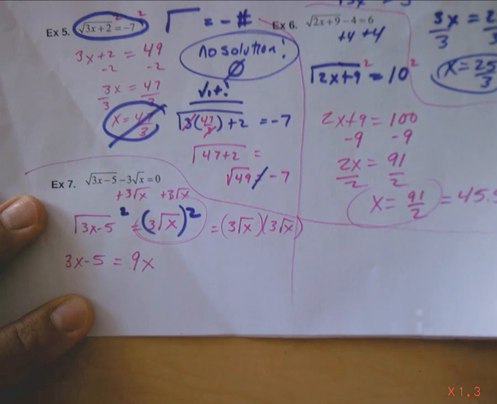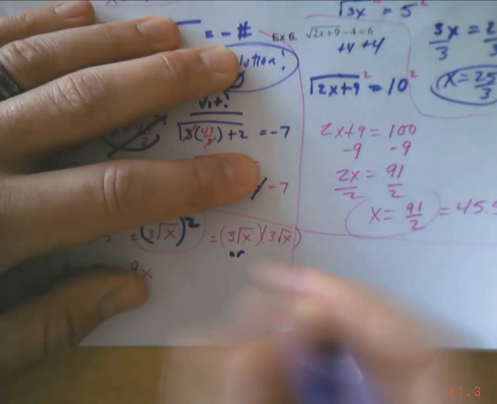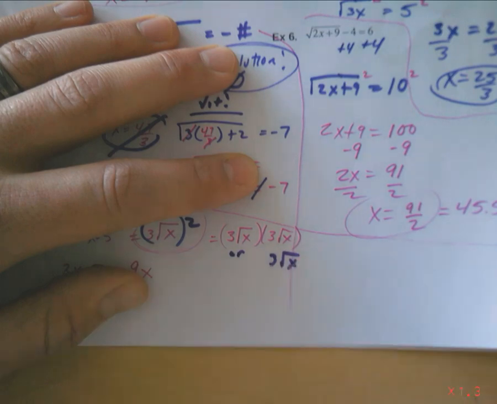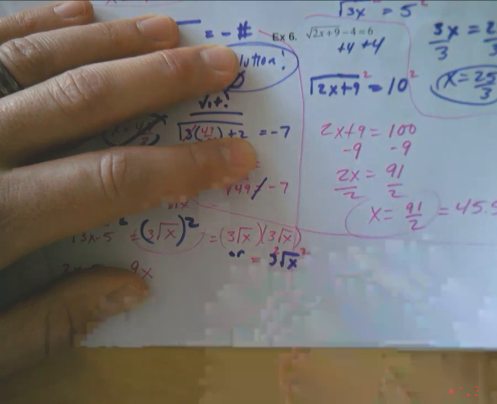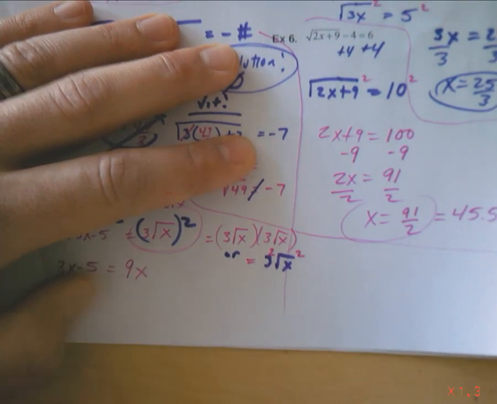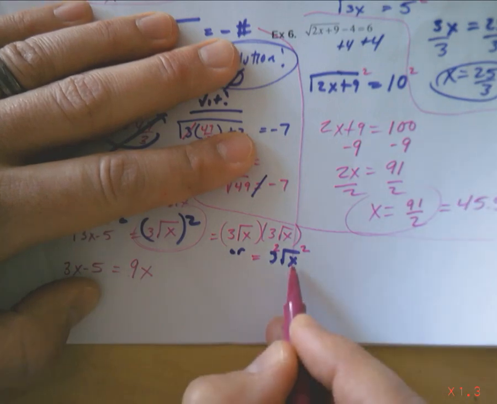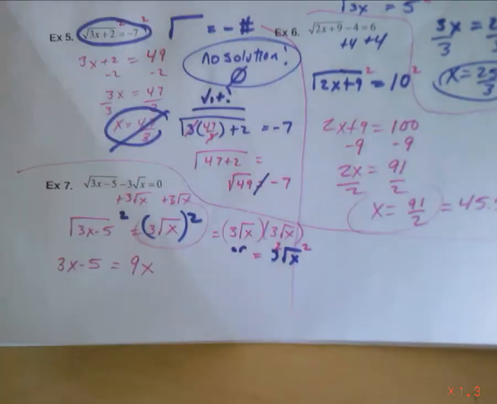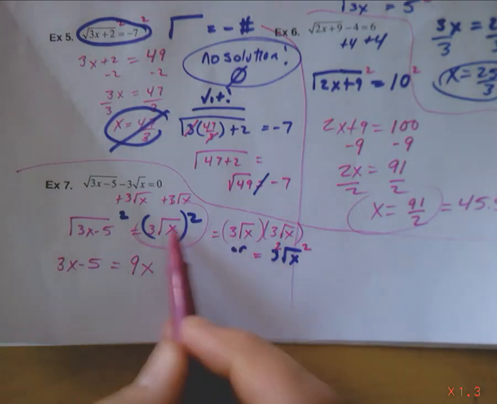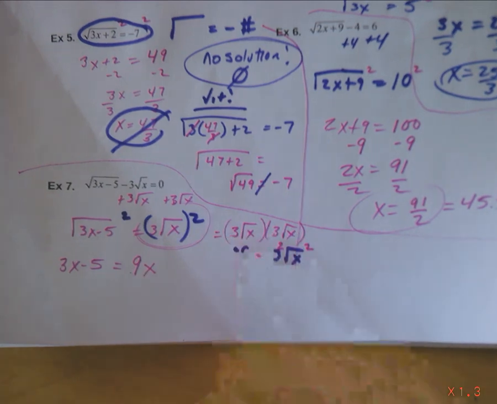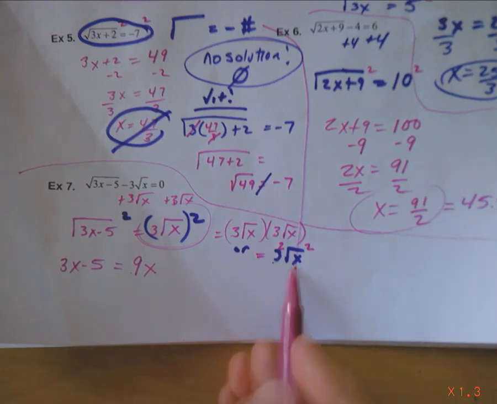Okay, so here's another way to look at this. You have 3 root x, and when you square it, you square the number in front, and then you square the square root. So you take 3 and you square it, that's 9, and when you square the square root, you get what's inside, which is x. So you got 2 different ways to look at that. Whether you're writing it twice and then multiplying numbers on the outside, numbers on the inside together, or just square the number in front and square the square root. I think I like that. That's what I usually look at. I square the number in front and I square the square root.